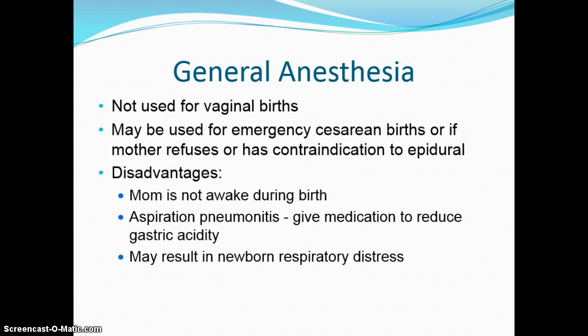When we're thinking about general anesthesia, it's not a good idea to use this for a vaginal birth. We are only going to use general anesthesia in worst case scenarios, so sort of life or death situations, when your baby is severely bradycardic or has a prolonged deceleration. We don't want to use that because the medication does cross the placenta barrier, and what will happen is that you will then deliver a very sleepy baby. So make sure that you have Narcan available to administer.